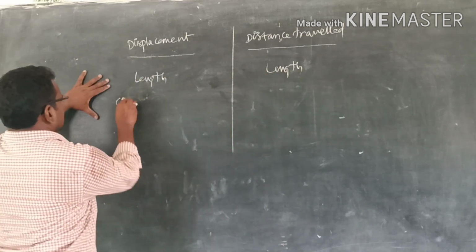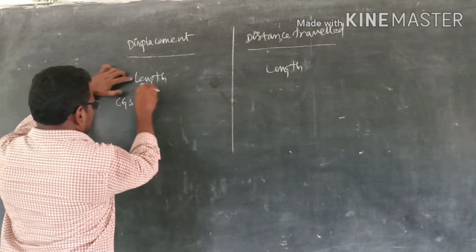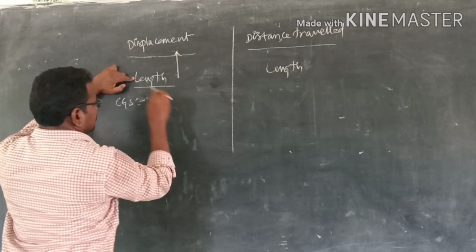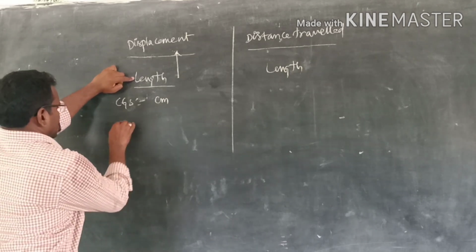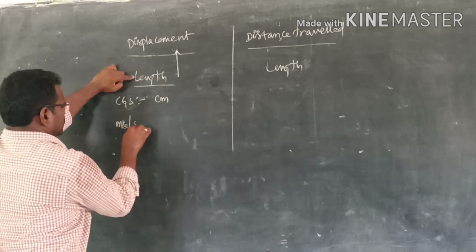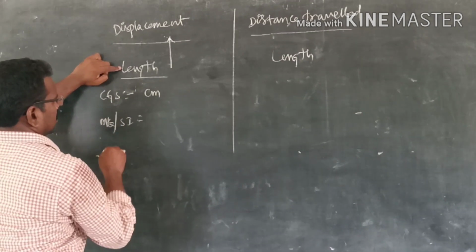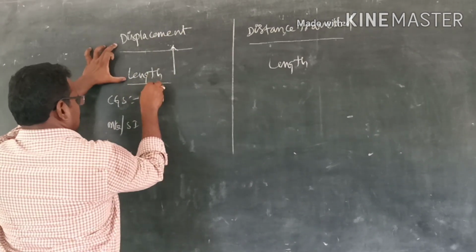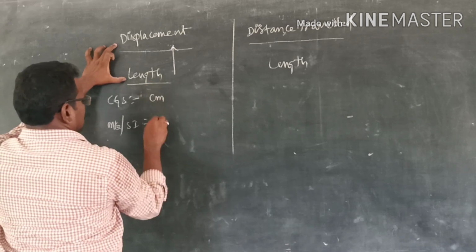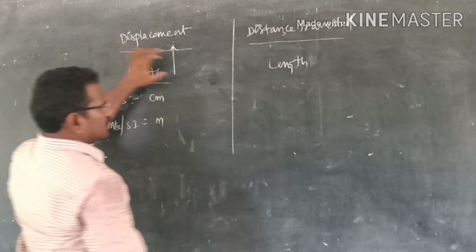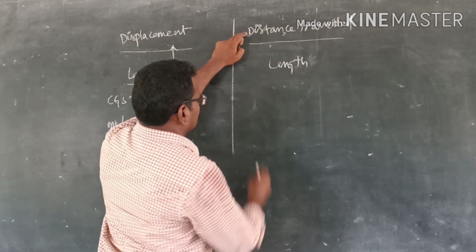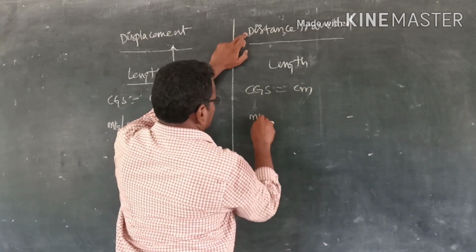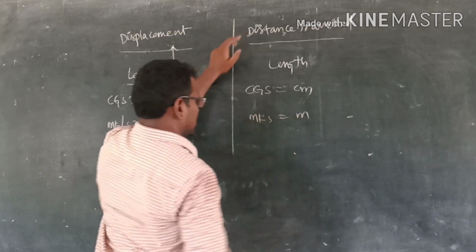Now the CGS unit of length is equal to the CGS unit of displacement, that is centimeter. The MKS or SI unit of displacement is the MKS unit of length, that is meter. For distance traveled, the CGS unit is again centimeter, and the MKS unit is meter.